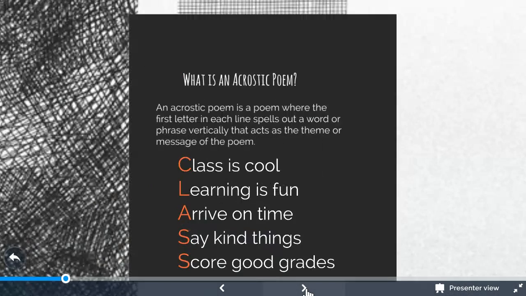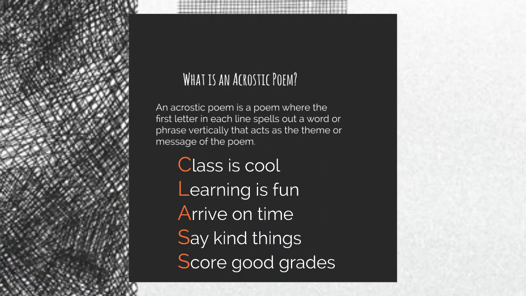So first of all, what is an acrostic poem? An acrostic poem is a poem where the first letter in each line spells out a word or phrase vertically that acts as the theme or message of the poem. The example I have here is class. So you can see the word vertically that I have written. I've also put it in orange and I made it bigger so it is easier to see.